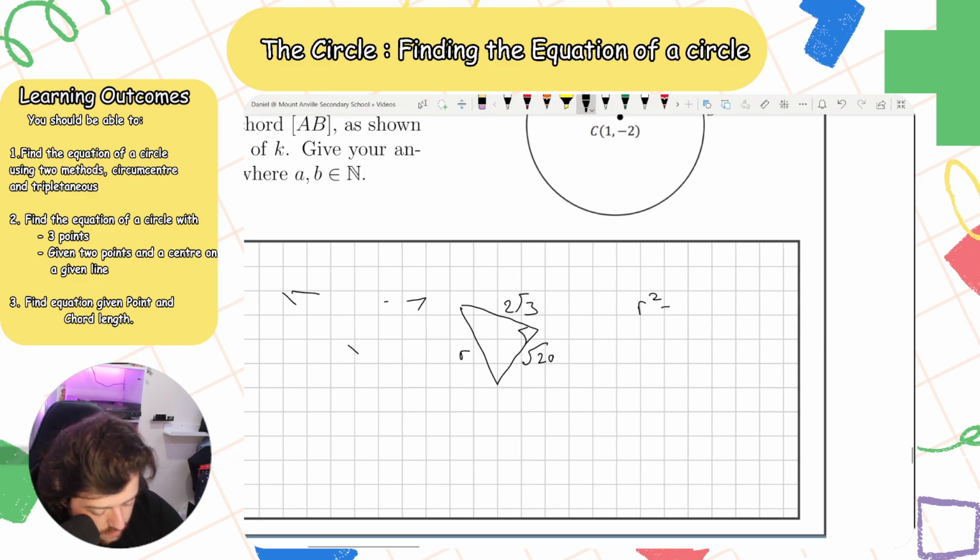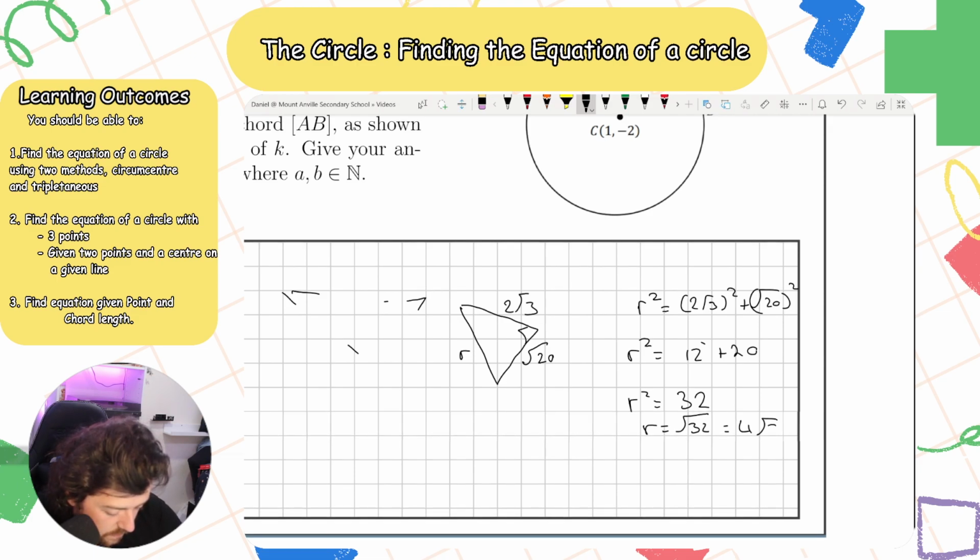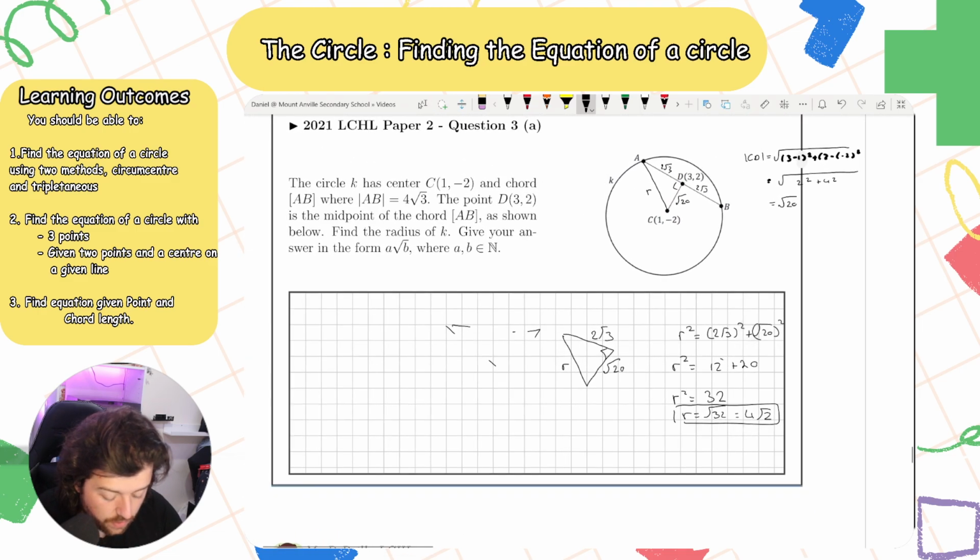It's going to be r squared is equal to 2 root 3 squared plus root 20 squared. This is Pythagoras' theorem, by the way. So 4 times 12 is 48 plus 20. Wait, 2 root 3 squared is 48? No, it's not. It's 12. So that's 2 root 3 squared, yep, 12. So r squared is equal to 32. r is equal to root 32, which is 4 root 2. So my radius is 4 root 2, and that's it.